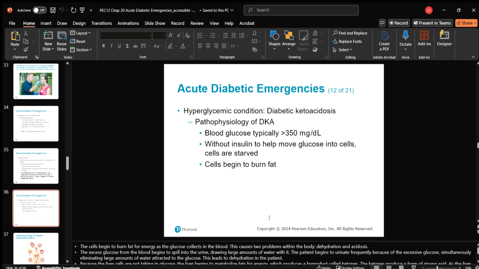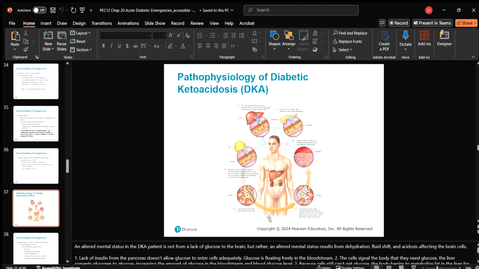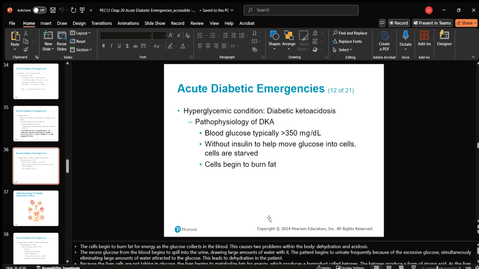All right, so without insulin to help glucose move into cells, the cells are starved, so the cells begin to burn fat. Cells begin to burn fat. You guys have ever heard of the keto diet? All right, same thing. You're trying to trick your body into that state.